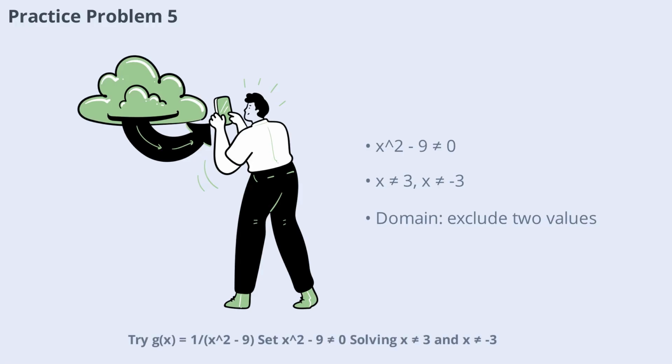Try g of x equals 1 over x squared minus 9. Set x squared minus 9 not equal to 0. Solving, x not equal to 3 and x not equal to minus 3. The domain is all real numbers except x equals 3 and x equals minus 3. This example reinforces the importance of checking for all values that make the denominator 0.